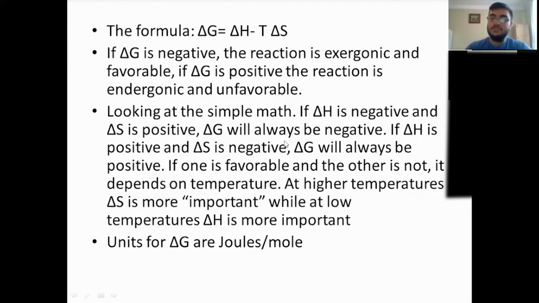The problem comes when, say, delta H is negative and delta S is negative as well. What happens then? Well, at higher temperatures, delta S is more important or wins, while at low temperature, delta H is more important or wins when determining favorability, right? So you can see that mathematically. If delta H is a negative value, which is favorable, and delta S is a negative value, which is unfavorable, if the temperature is small, if it's a low temperature, this whole side, so let me annotate this.